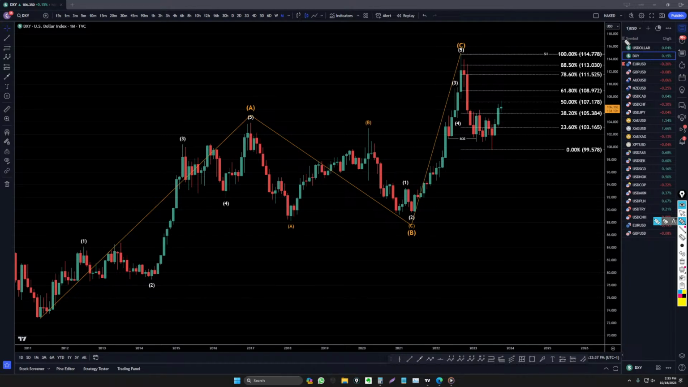But we're going to start off by looking at the US dollar DXY. We're going to use that information. We're going to apply it to all the US dollar pairs. So, yeah, let's get going.